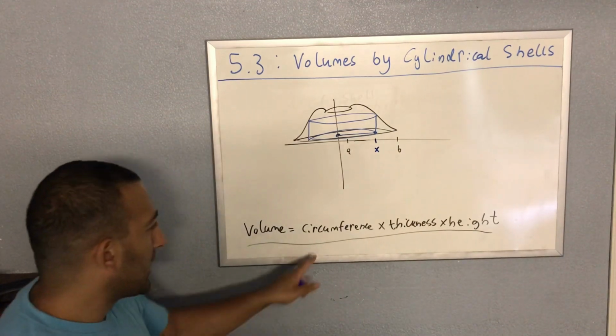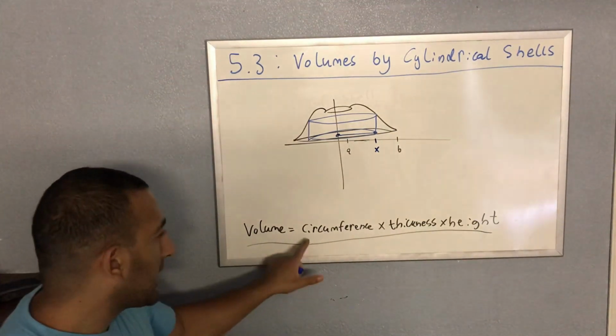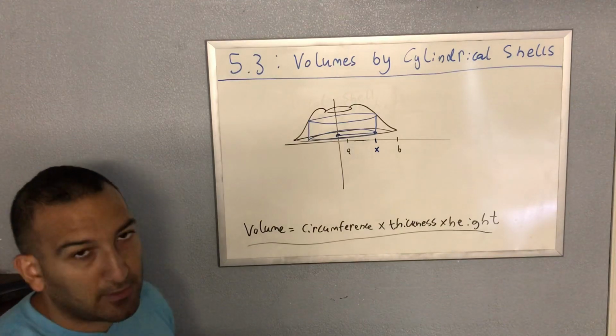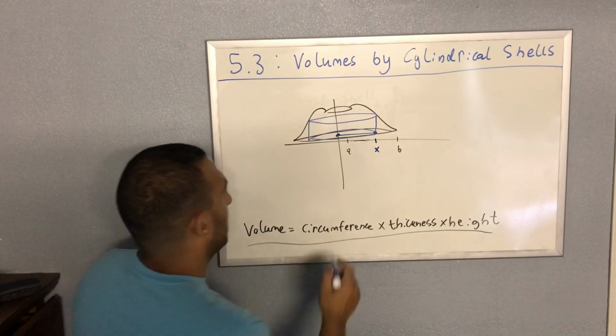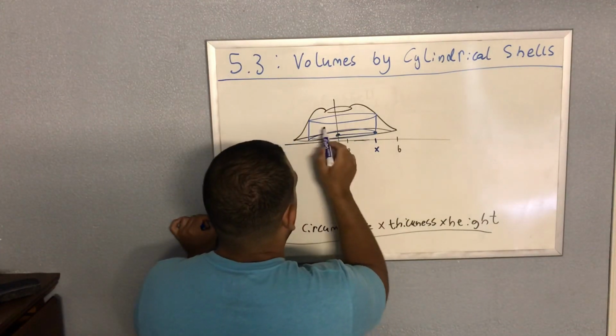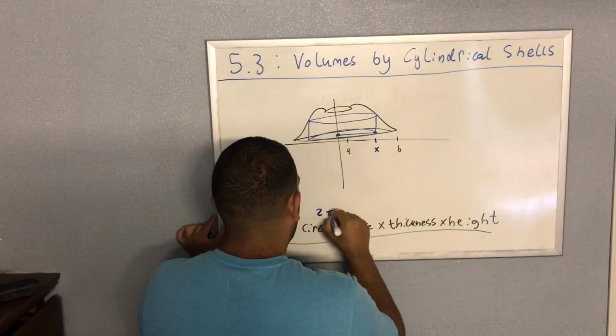So now that we know the radius of the shell, you can calculate its circumference. Remember, the circumference is 2 pi times the radius of the circle. So the circumference down here of this circle is 2 pi x.